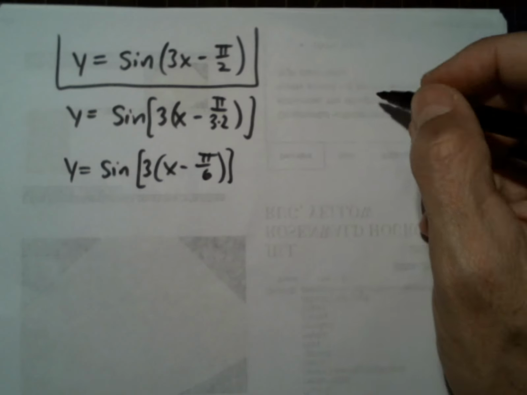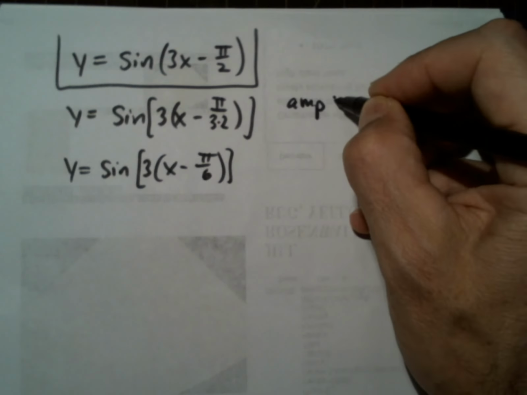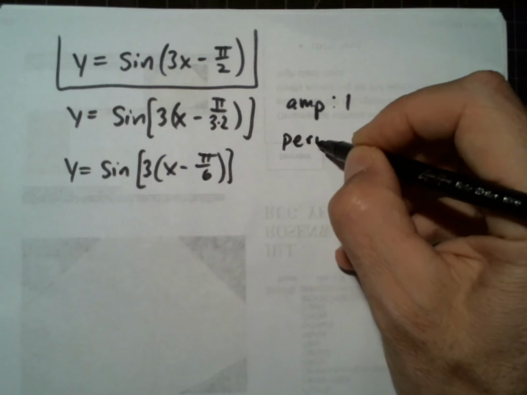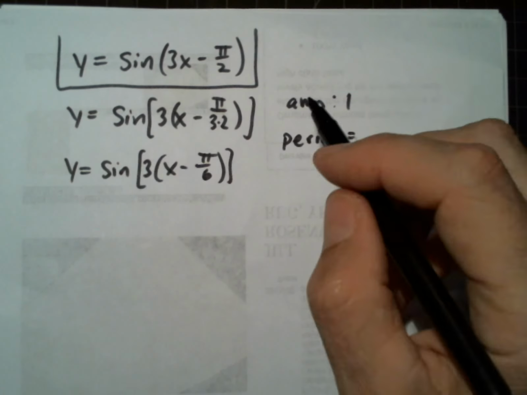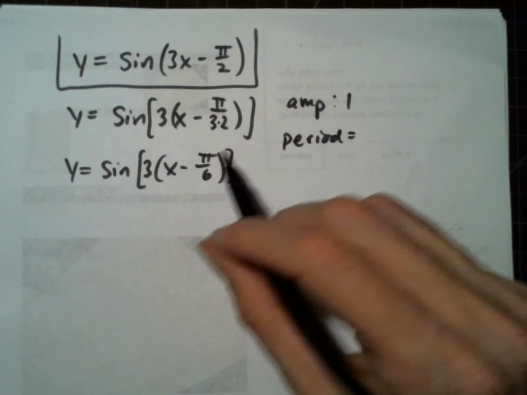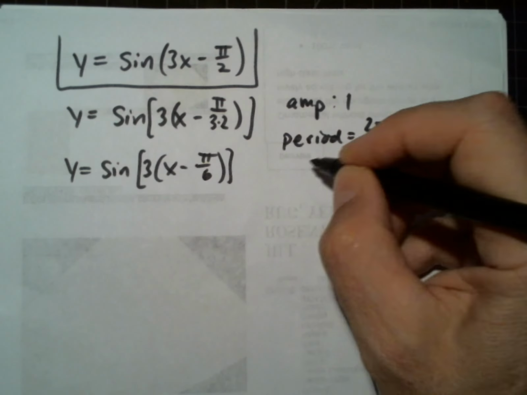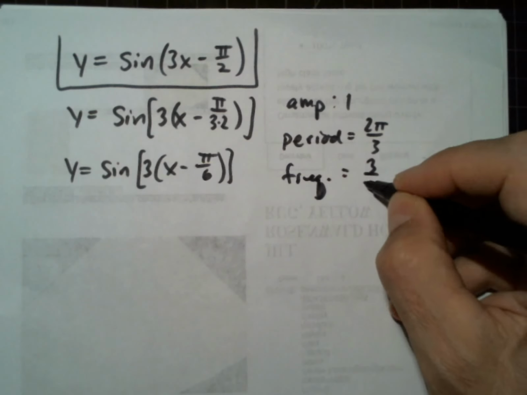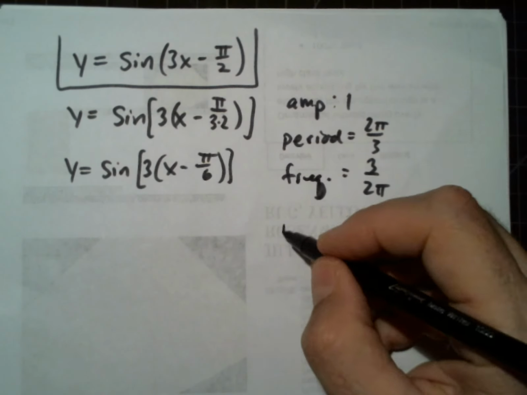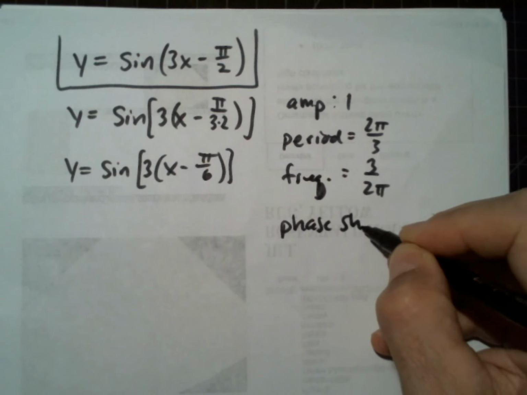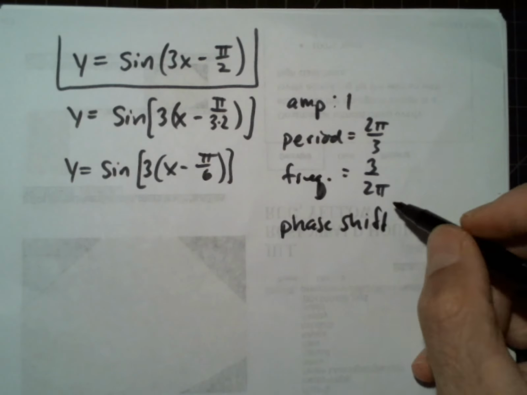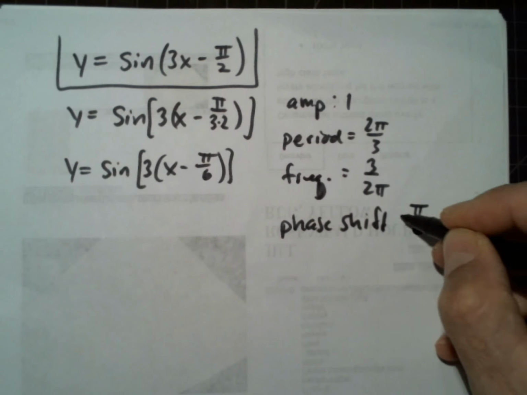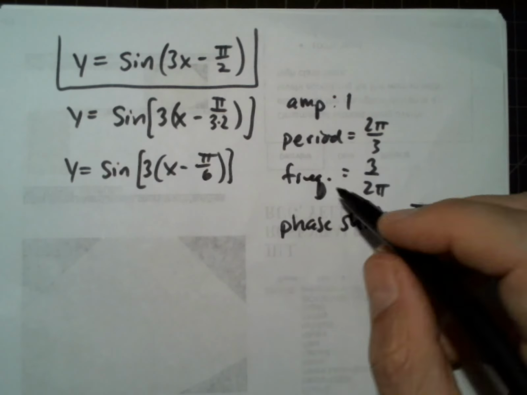And let's list the amplitude is 1. The period is 2 pi over 3. The frequency is 3 over 2 pi. Phase shift is pi over 6 moving to the right, and the vertical shift is 0.